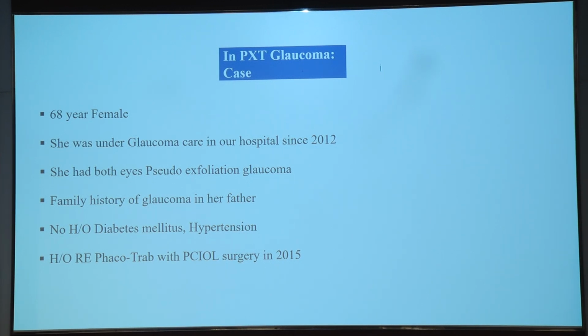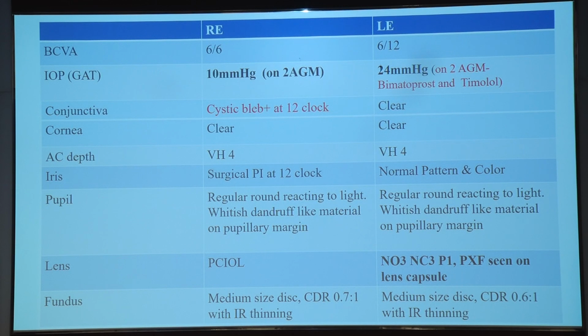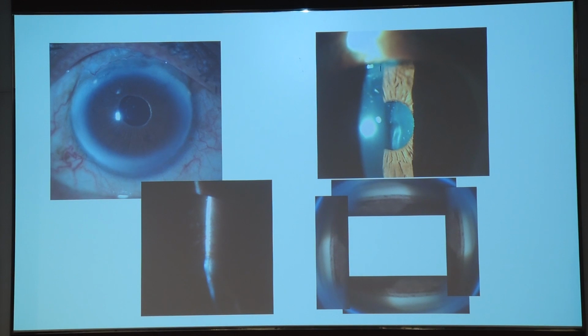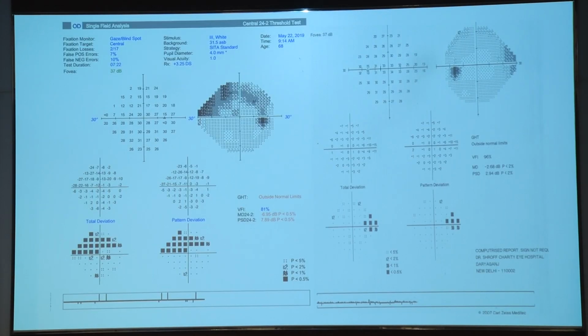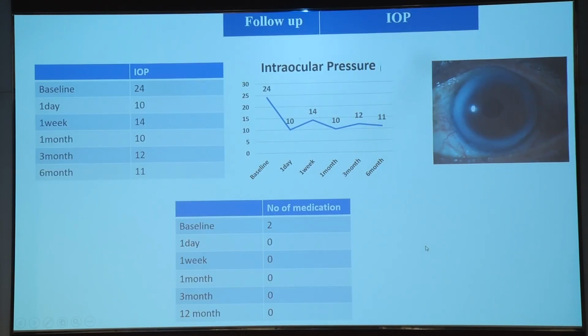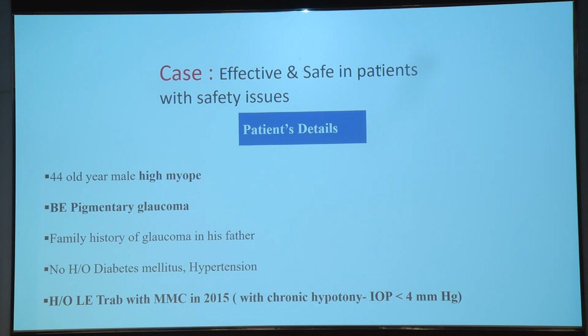So this patient had undergone phacotrabeculectomy in one eye. Pressure was 10 millimeter mercury. The other eye had 24 millimeter mercury pressure. She was on 2 AGMs and with significant cataract. And this is the visual field. And this patient had very good reduction of intraocular pressure at the end of 6 months with no medications.